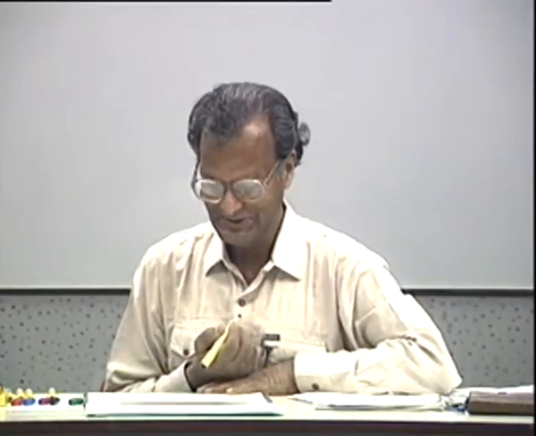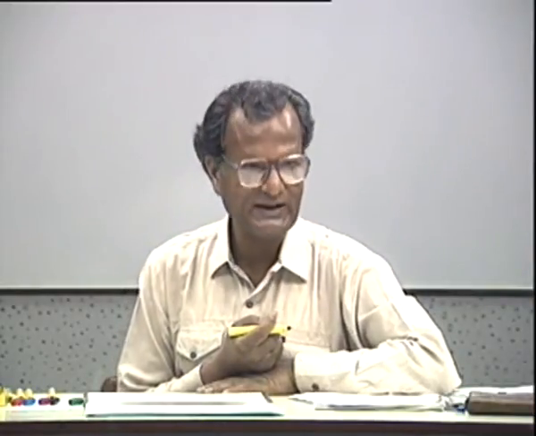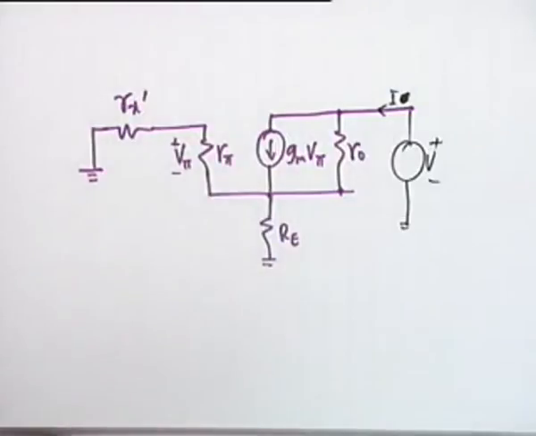can you tell me what happens if we don't consider R0? Pardon me? It would be infinity. V pi will be 0. That's right. And therefore the current generator will have zero current, but it's a current generator anyway, and therefore you shall have infinity. It is instructive to calculate this by inspection without doing anything.